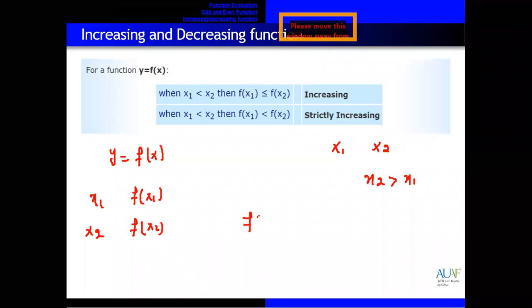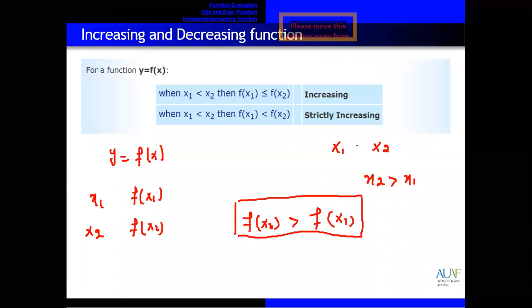So when f of x2, the second function value, is greater than the first function value, f of x1, then we can say that the function is an increasing function. Two conditions. First, we select any two numbers, x1 and x2, but x2 is greater than x1. Then f of x2 will also be greater than f of x1. So that's the condition for an increasing function. Okay, what does this mean? Let's see with the help of an example.